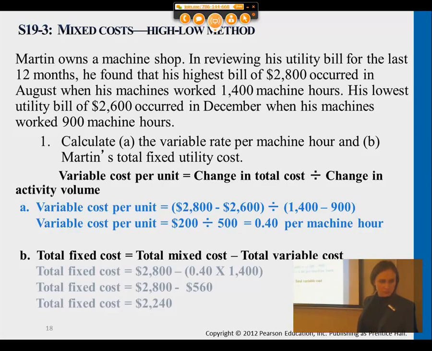Okay, let's look. I gave you too much. So total fixed cost is the difference, and that's how we find the total fixed cost in this case. It's 2,240. All right?